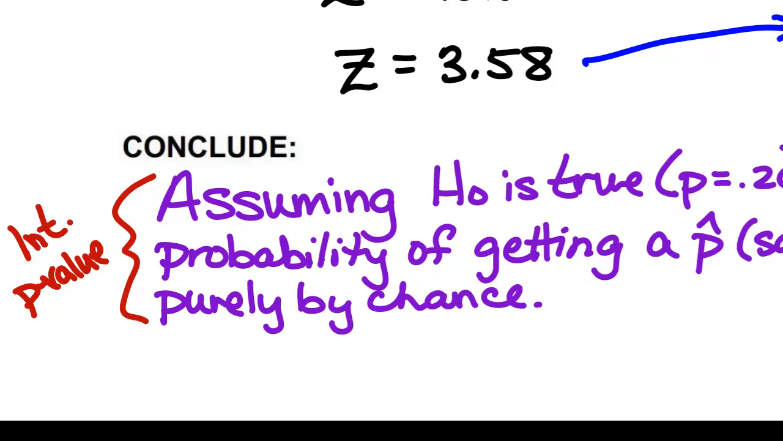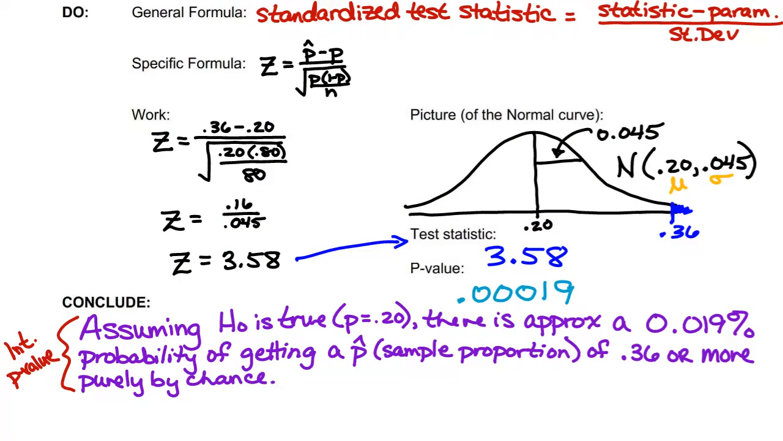If you want to think of it this way, if somebody says, can your students really taste the rainbow? I'm going to say, yeah, I'm convinced that they can. And they say, why? And I said, well, I got a p-value of 0.00019. You go, what? I said, assuming they can't taste the rainbow, assuming they were just guessing, there's approximately a 0.019% chance of getting the results that I got in the class from my students purely by chance. And so I am going to conclude that my students really can taste the rainbow because 0.019% is less than 5%.